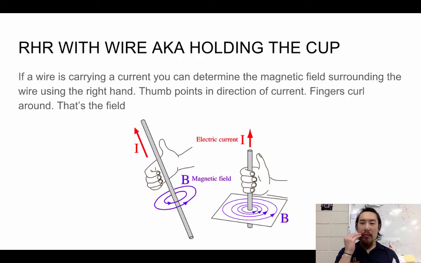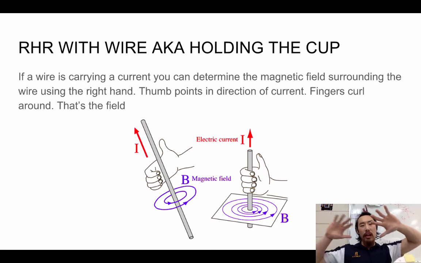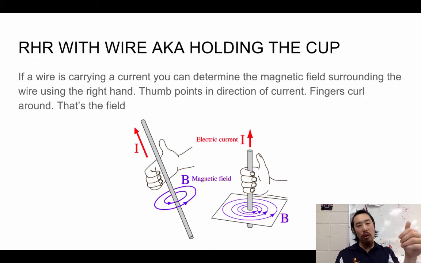Next up, we have the right-hand rule with a wire, aka this is a shape that you're going to make. You're holding a cup. So if a wire is carrying a current, you can determine the magnetic field by using your right hand. Your thumb is in the direction of the current, and you're going to wrap your fingers around the wire. And that's a 3D representation of the magnetic field circulating around the wire. Now it's not circulating, it's there, but it's in a circular fashion.